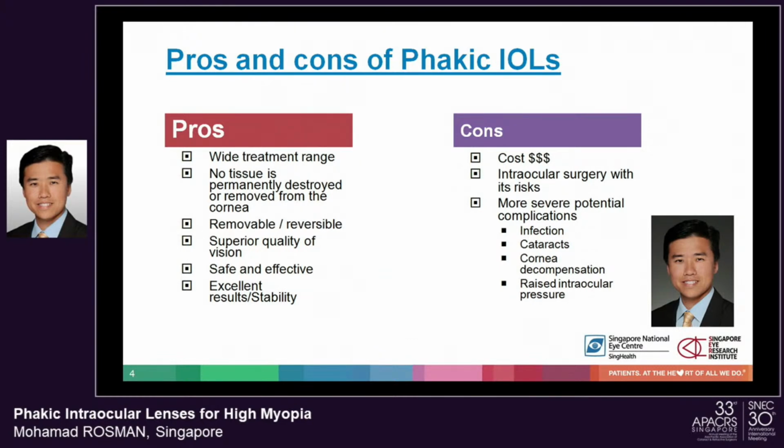The main disadvantage is usually the cost. It's a lot more expensive compared to corneal laser refractive surgery. Usually it's about 3 to 4 times the cost of a LASIK or surface ablation. It is also an intraocular surgery with its risks. And because it's intraocular surgery, the potential complications can be more severe, for example, infection, cataracts, corneal decompensation, and raised intraocular pressure.